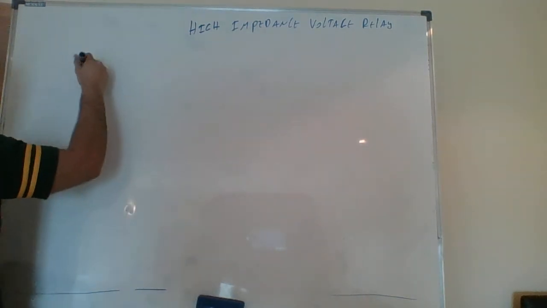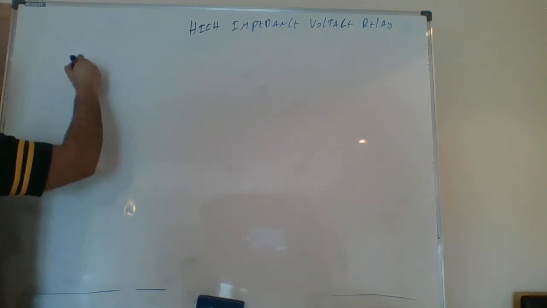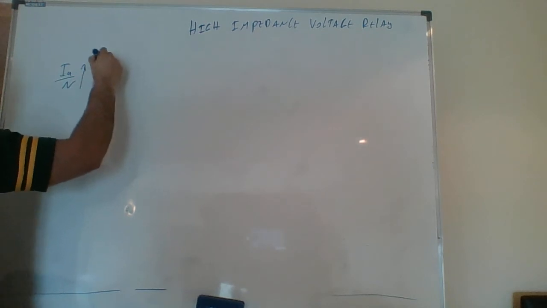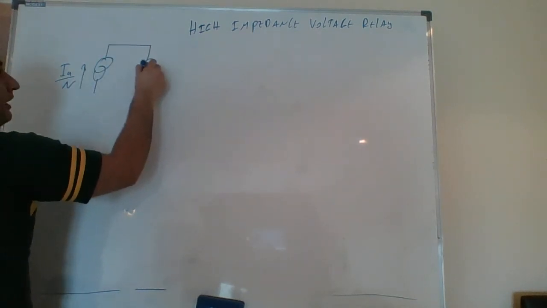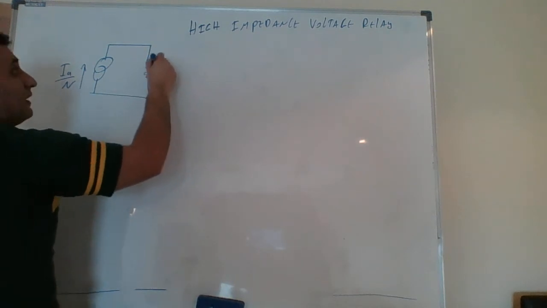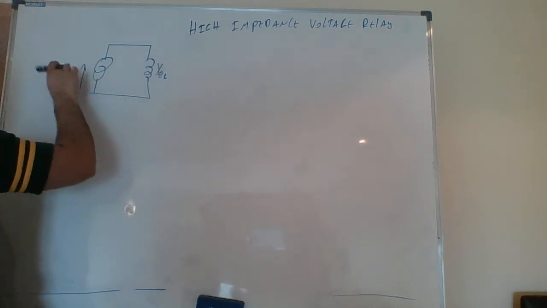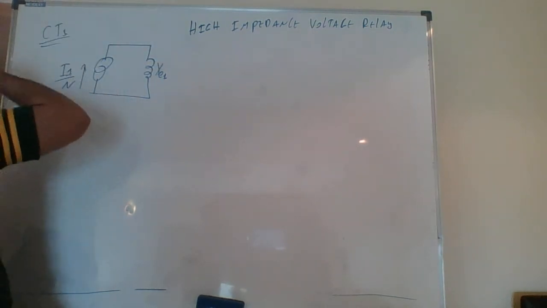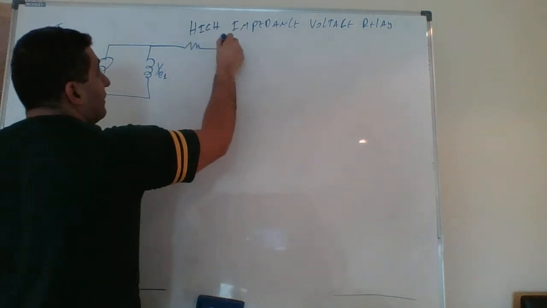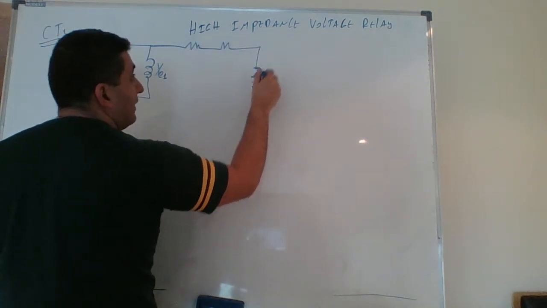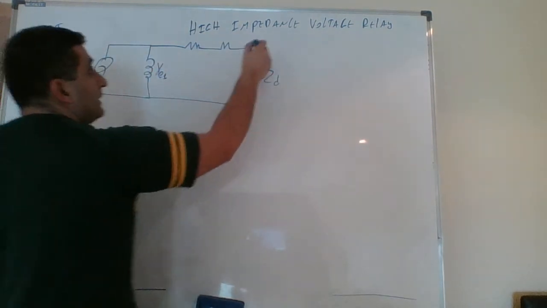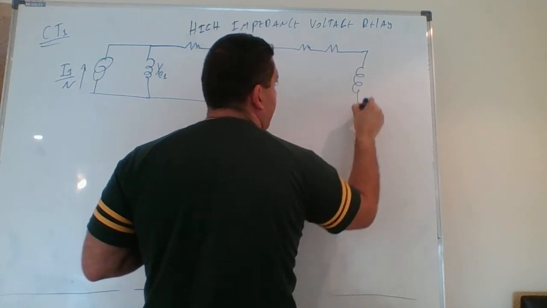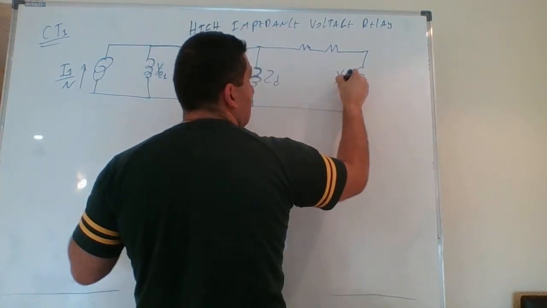So, to analyze the circuit, let's sketch again the electric circuit. I have I, the first one divided by N. I want to call this XE1. This is I1, CT1. This is for CT1 on the primary. Then I have two resistors. Then I have a ZD. Then I have another two resistances. And then I have an excitation for the second one.